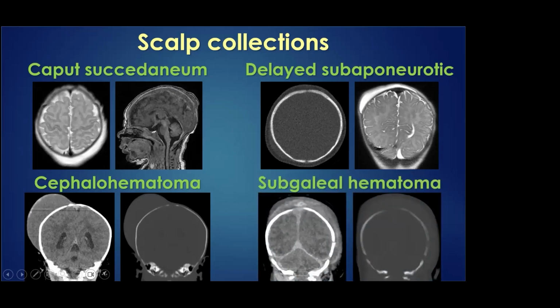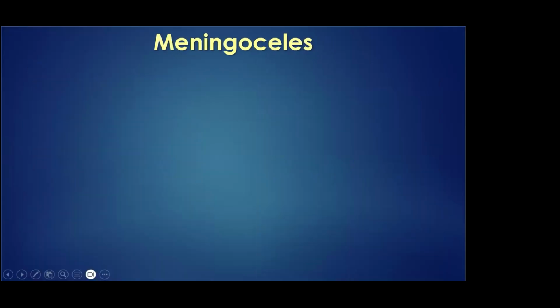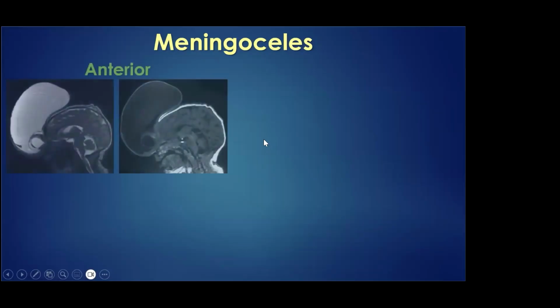Subgaleal hematomas, just like in adults, right, require an actual skull fracture, right? So this kid had a forceps delivery, and so has a lot of skull fractures, a lot of subdural blood products, venous sinus injury, and then a lot of subgaleal blood. Other scalp collections, you can actually have meningoceles. You can actually have herniated brain, right? It's a dural bone defect and herniated brain. So these can be anterior or sincipital, like frontoethmoidal nasal. We see those more in the Asian population.